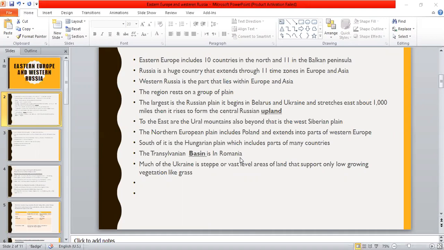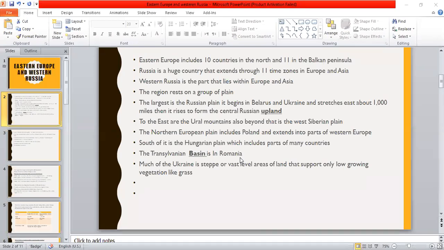Also, we have the Carpathian Mountains, which extend eastward from the Alps, which have the Vienna Basin. So there is a question here: we have two basins which are part of the geography of the region. What are the two basins that we have in this region? Anyone can tell me? I know one. Yes, tell me. The Transylvanian Basin. Thank you very much. And the second one is?